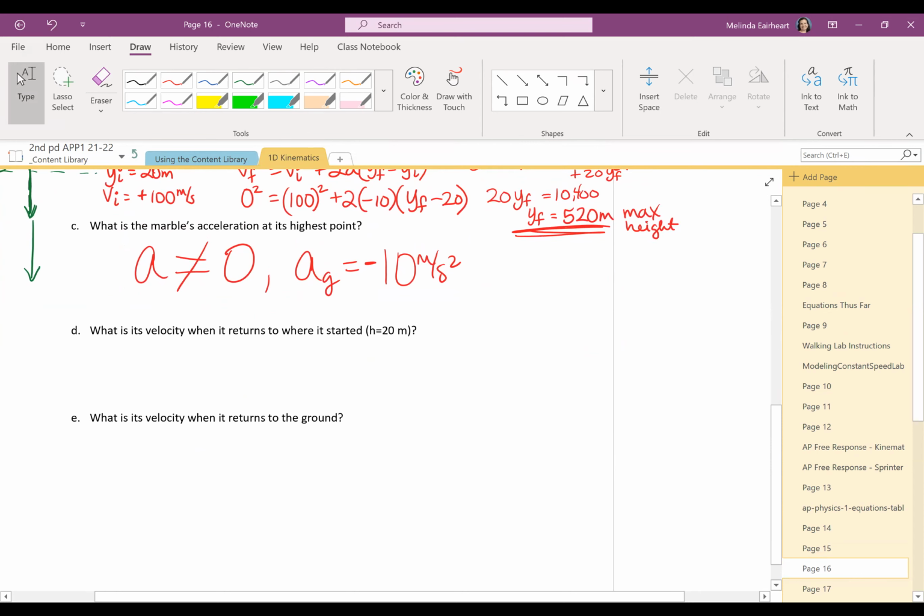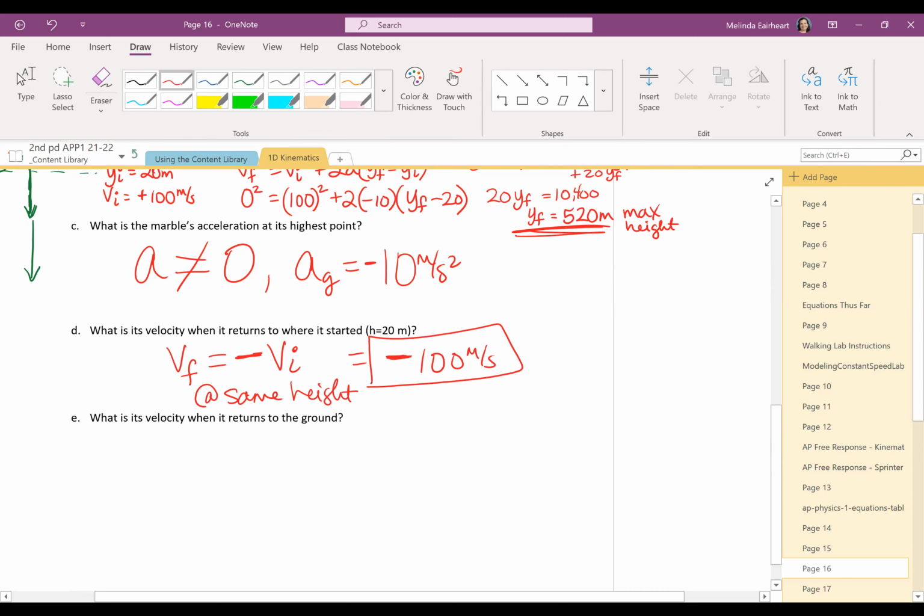All right, D, what is the velocity when it returns to where it started? Think about our books. It's negative 100, right? So the final velocity equals a negative of your initial, at the same height, or same position. And so since we return back to the building at 20 meters, then our final answer is going to be negative 100.